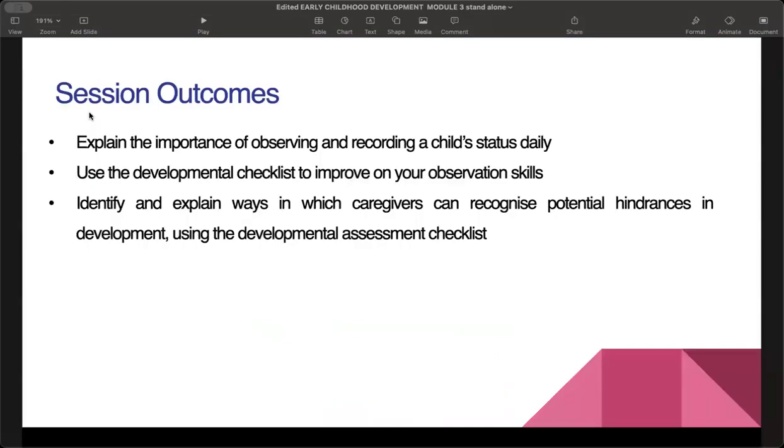Everybody gets frightened when they hear the term assessment, but in the ECD setting, it's something that is just a normal part of our daily observations on the children that we are engaging with. All right, so for this session, our outcomes are listed as follows. Explain the importance of observing and recording a child's status daily. Use the developmental checklist to improve on your observational skills. Identify and explain ways in which caregivers can recognize potential hindrances in development using the developmental assessment checklist.